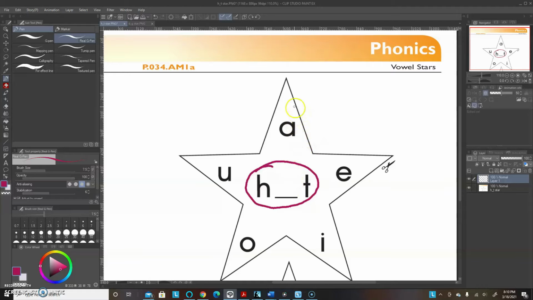So what we need to do is replace the vowels up here in the points of the star and put them in the middle of the word, and then we'll record what those words were. This helps students decode words and helps them blend sounds of letters to make new words.